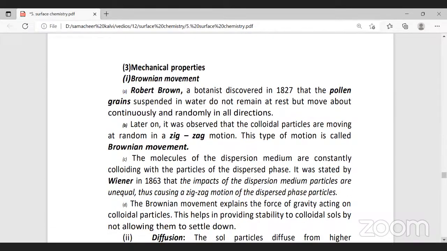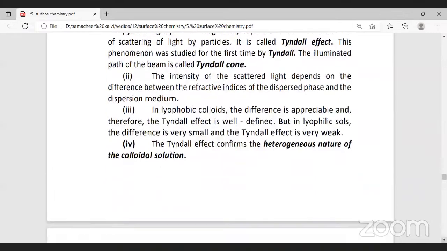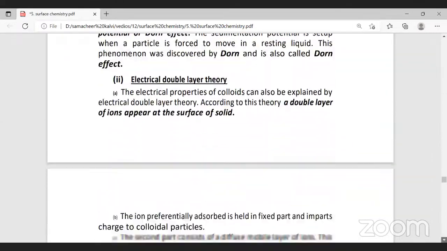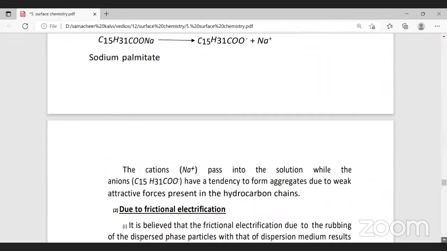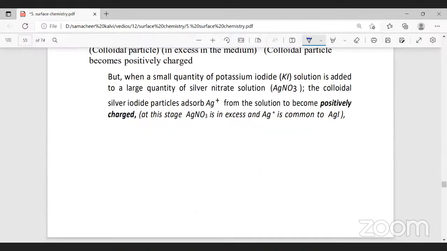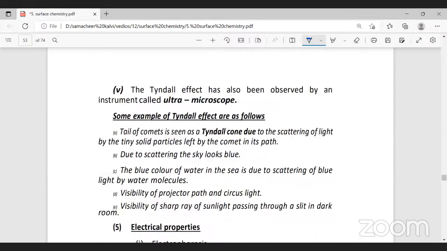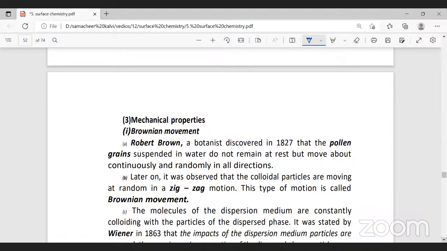The mechanical properties we have to learn in detail, so we will not have time to continue with Brownian motion, Tyndall effect, electrophoresis, electroosmosis, origin of charges, all that. We will learn all that in the next class. Tomorrow we will finish off the theory part of this chapter, possibly, and we will also solve some simple questions tomorrow.